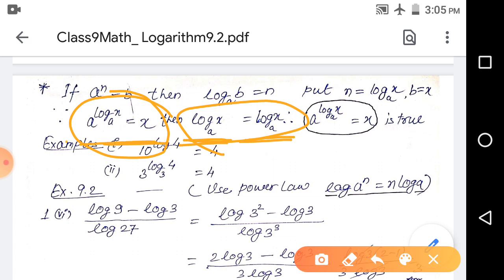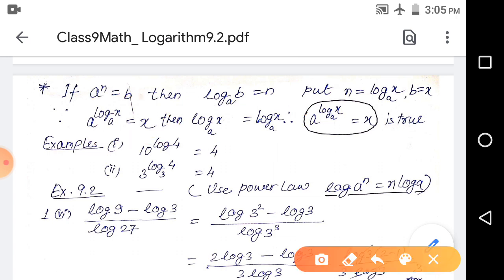So now this can be used as a formula. If we have a to the power log base a x, then we can write x. See this formula once again. If we have a to the power log base a x, then it is equal to x. This is true. So this can be used as a formula.